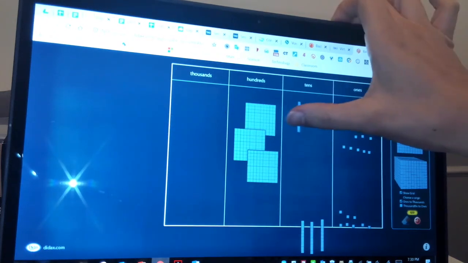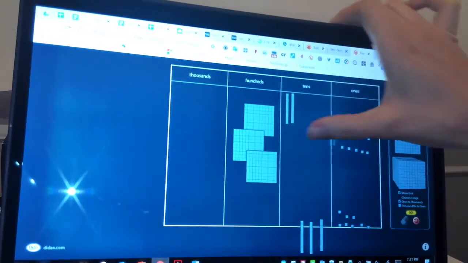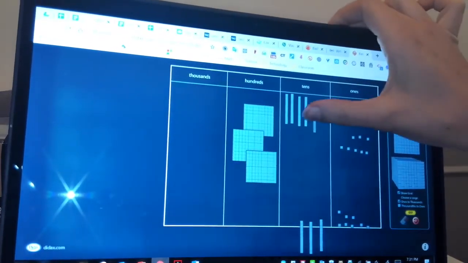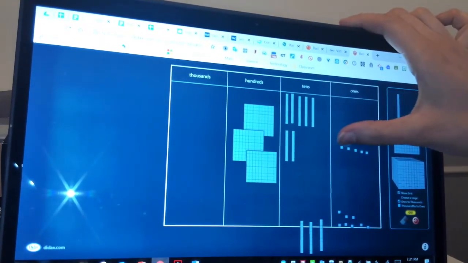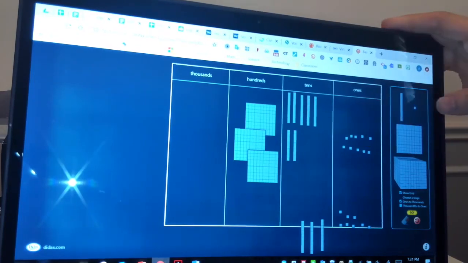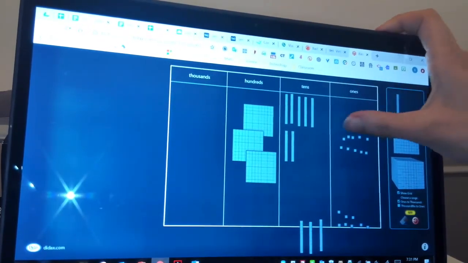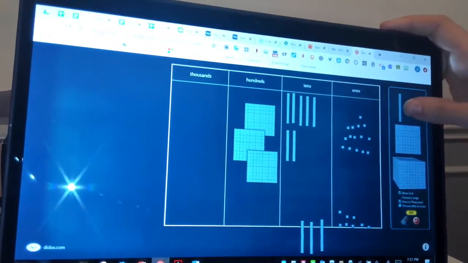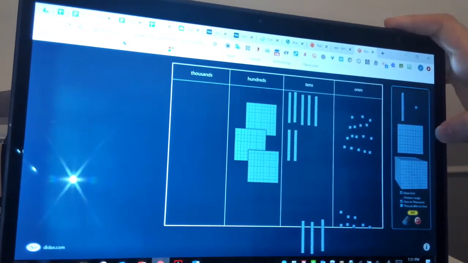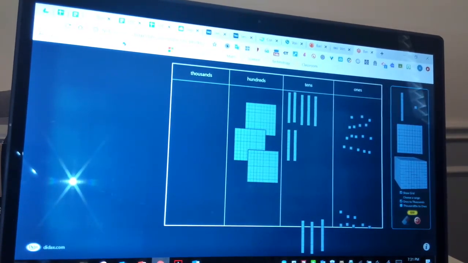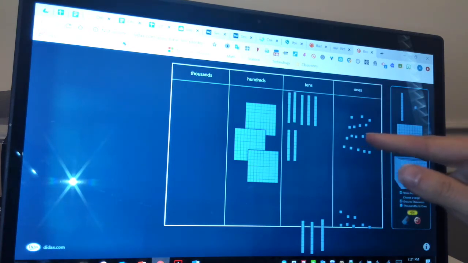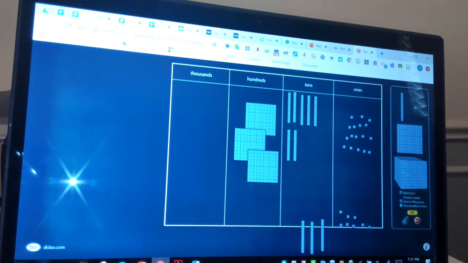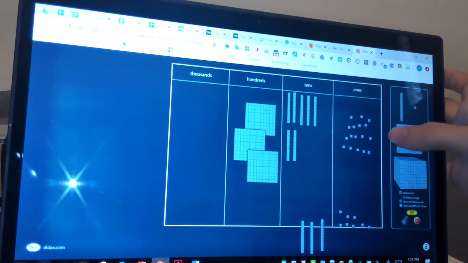Now I need to take that number and I need to add 79. That means I need to take 7 tens. 1, 2, 3, 4, 5, 6, 7. And I need to add 9 ones. 1, 2, 3, 4, 5, 6, 7, 8, 9. Now, I see a lot more than 10 ones here. So I'm going to count them. 1, 2, 3, 4, 5, 6, 7, 8, 9, 10. What can I do? My friends in my class would say, make a 10.